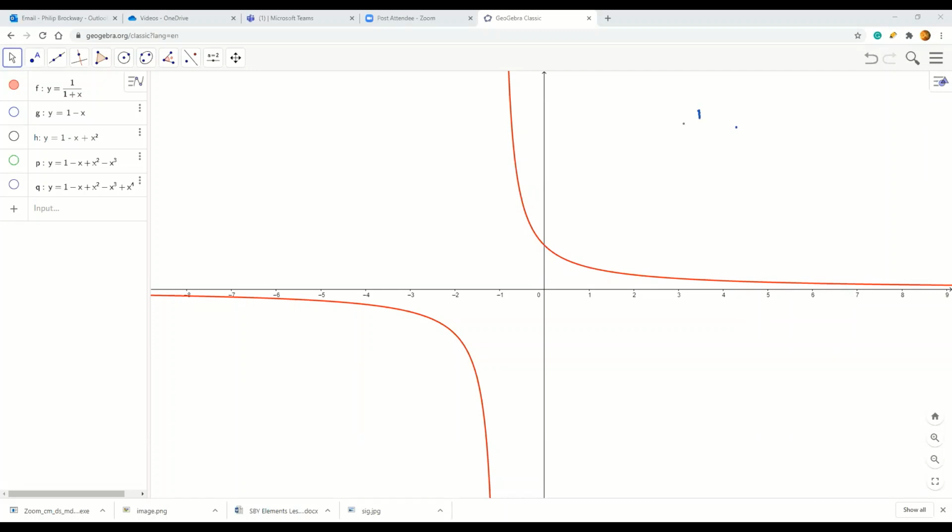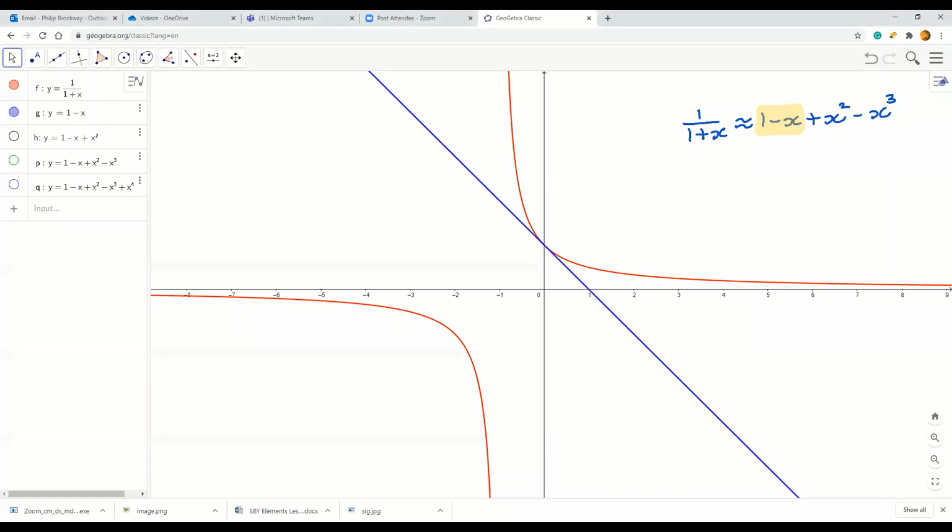So 1 over 1 plus x, and we know that is roughly equal to 1 subtract x plus x squared minus x cubed, and so on and so on. So what I'm going to do is build up the approximation. Let's suppose we just looked at the first two terms of the expansion. If we did that, we will get this graph here, 1 subtract x.